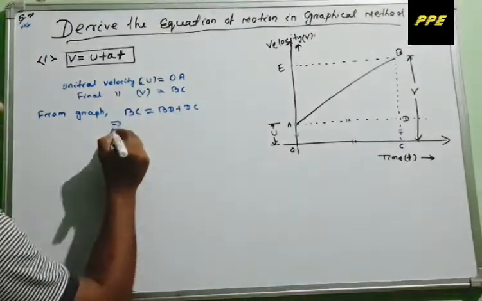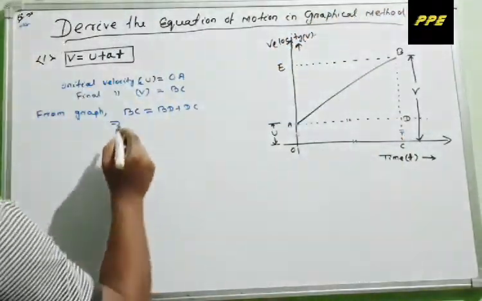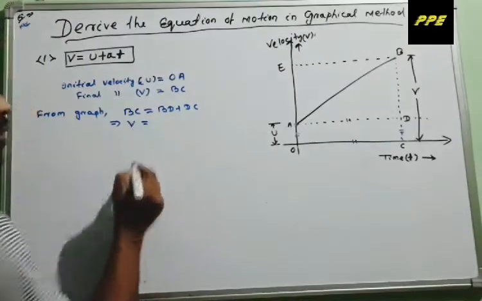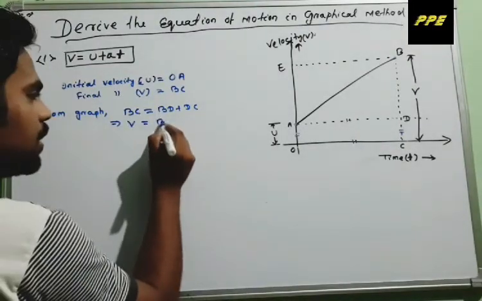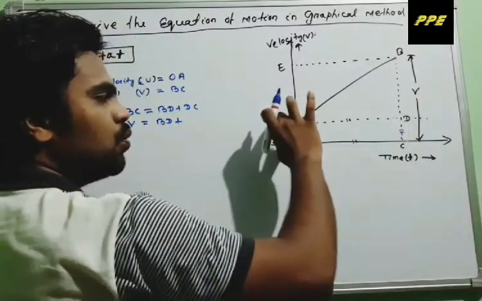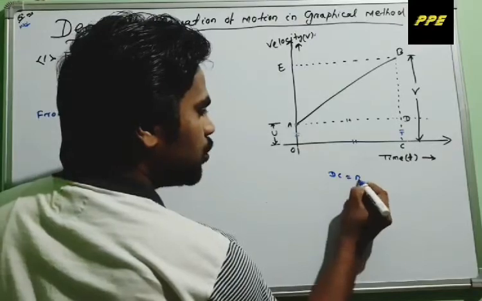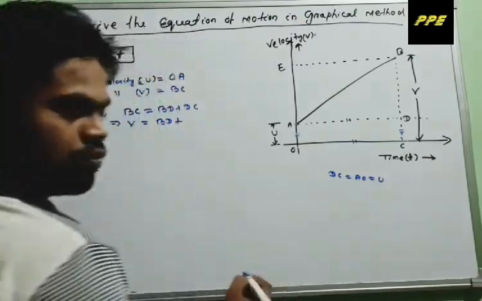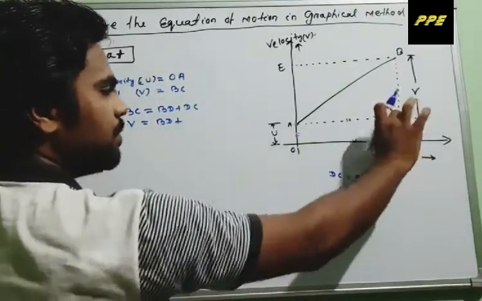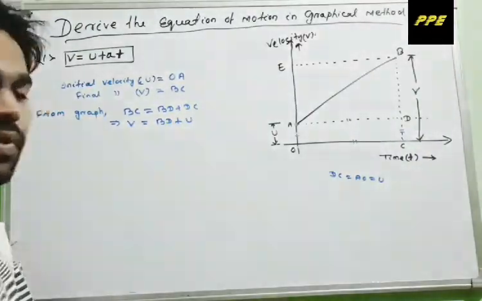Now I can write, instead of BC, I can write V, or not? You have to write V is equal to BD plus, instead of DC, I can write U, because DC is equal to AO, which is equal to U. So instead of DC, I can write U. Yes or no? Clear or not?